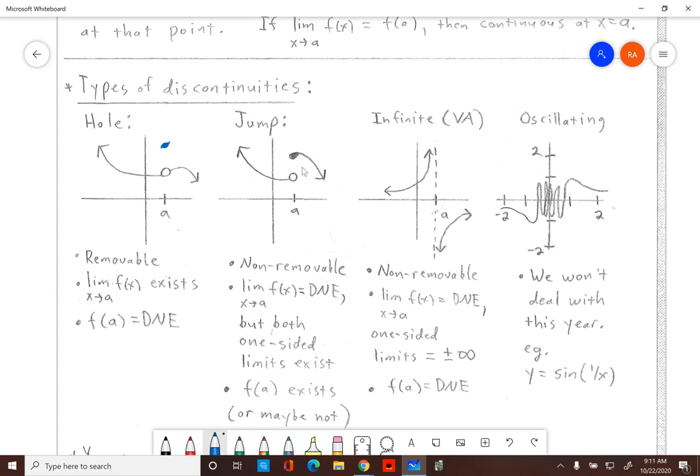So the limit does not exist. And if the limit does not exist, you cannot be continuous. Because in order to be continuous, you need the limit value to equal the function value. So if the limit doesn't exist, you cannot be continuous.